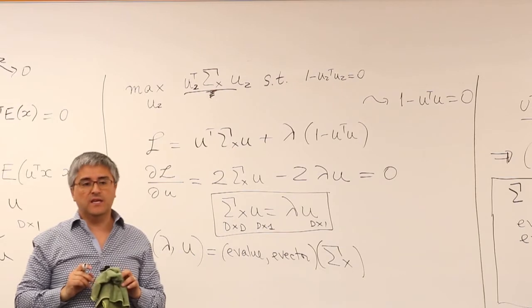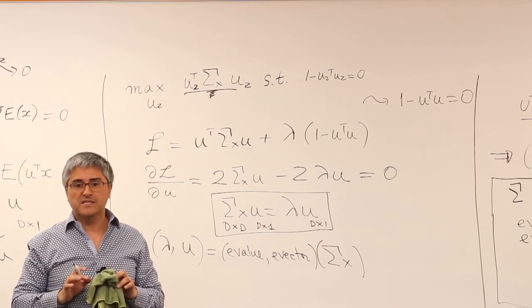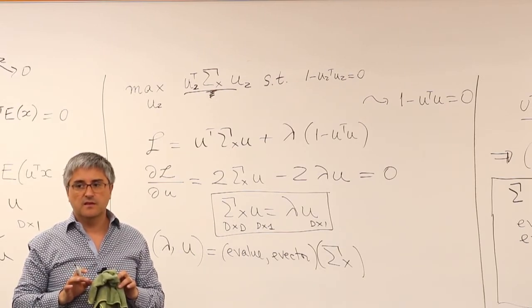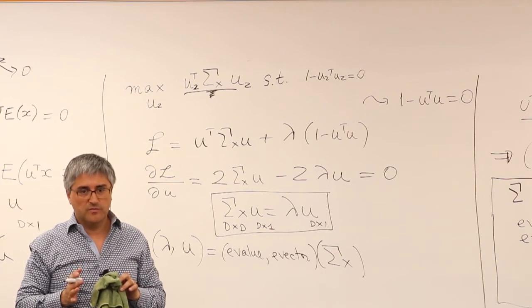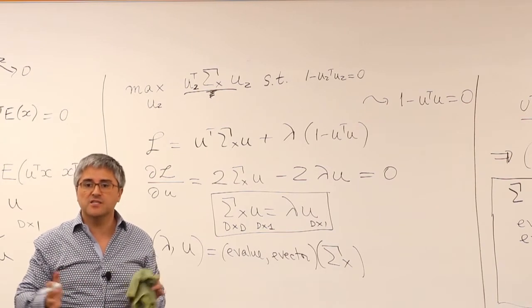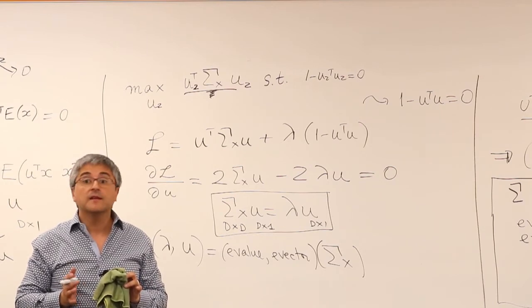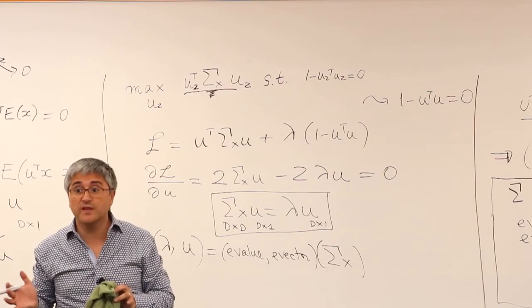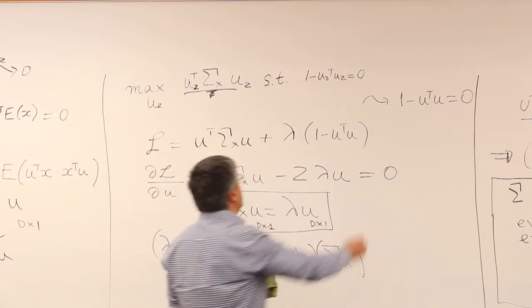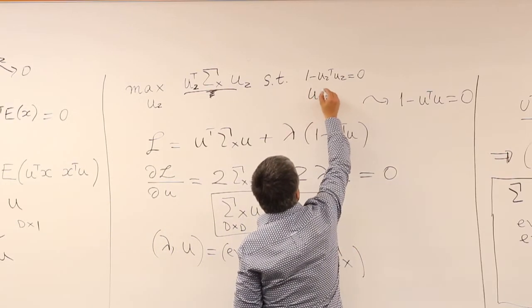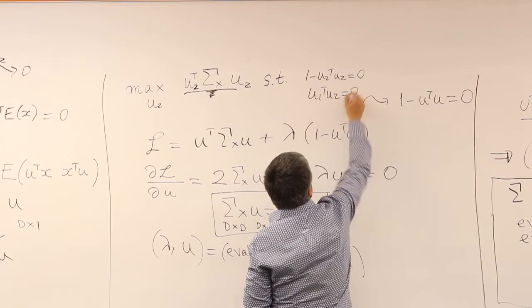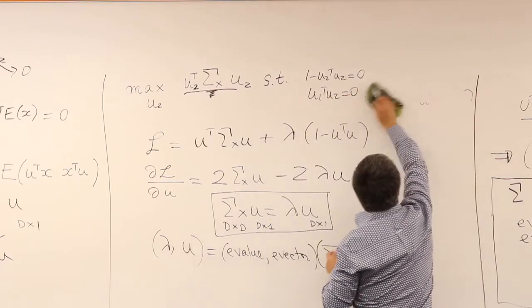But what else do I need in addition? Maximize the variance. The direction needs to be unit norm. But if I just do that, I'm going to get the largest eigenvector again. So what else do I need to say? It's orthogonal to the previous one that I already found. So I need to say that U1 transpose U2 is equal to 0.